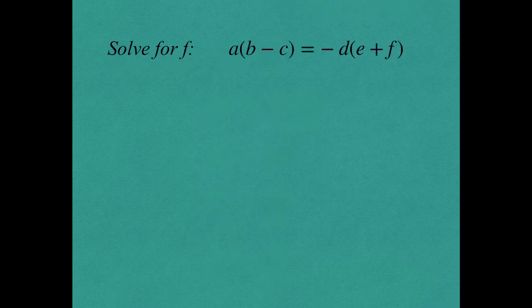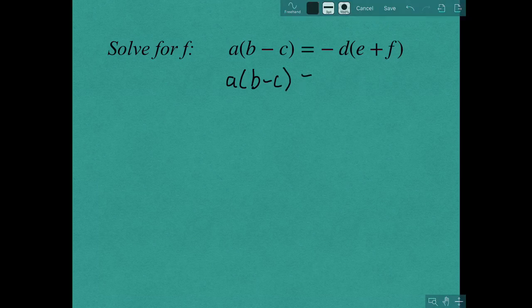In this question, we're being asked to solve for f, but what we'll see here is that f is connected to that negative d out front. So we're going to use the distributive property to separate the two terms inside the bracket from being connected to each other. So negative d times e would be negative de, and then negative d times f would be negative df.